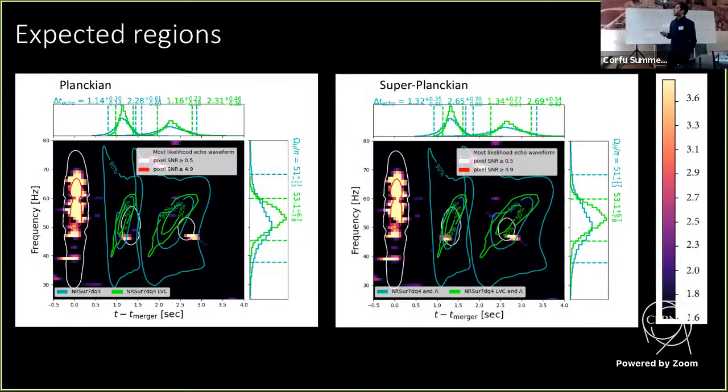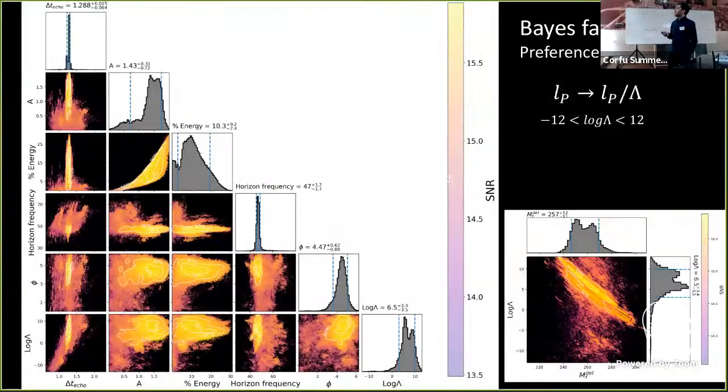I put the assumption of super-Planckian. The Planck length is different, so it varies inside this range. I was finding a Bayes factor of around 7 preference for echoes. So maybe it's not super-Planckian, because the waveforms or prior range can affect the results. I'm talking about around plus or minus 5% error.